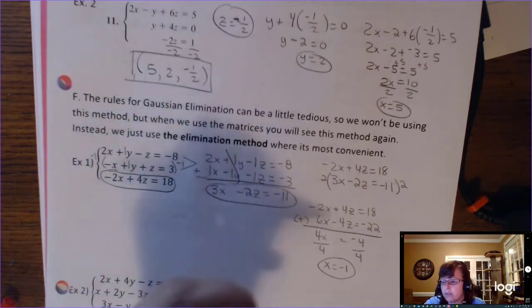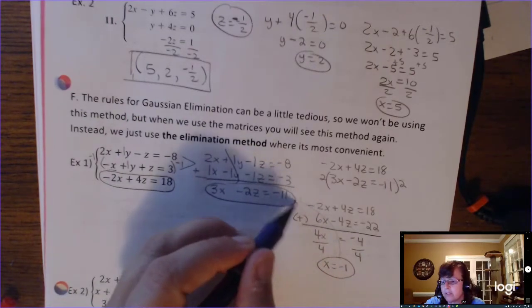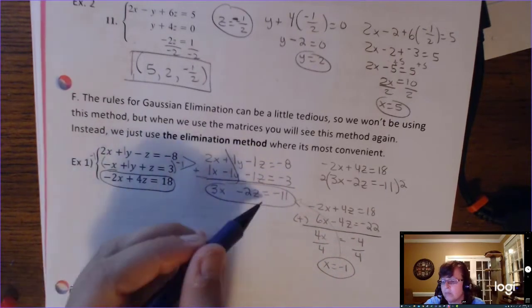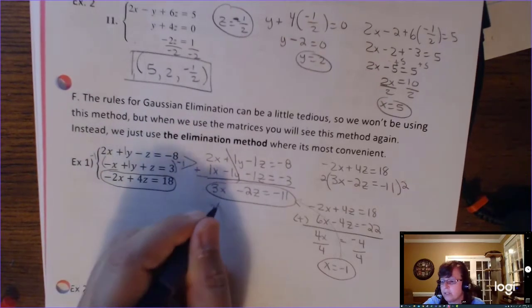Now what you want to do is go completely backwards. You don't want to go find a y. You want to go to a place where there is just an x and one other variable. And so in this case it's z. So I'm going to use this equation to find out what z is.